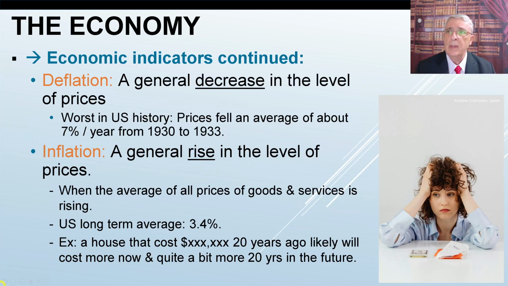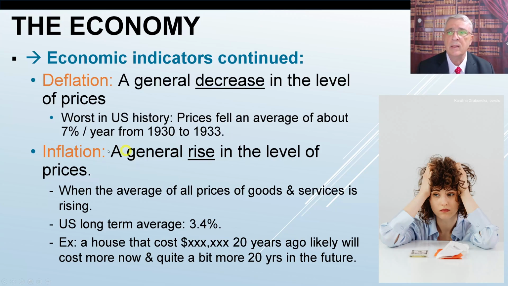So, more economic indicators. Well, deflation is a general decrease in prices. So when prices start going down, you may say, well, that's a good thing. For consumers, it's a good thing for a little while, but it has some serious ramifications down the road. The worst deflation in U.S. history, prices fell an average of about 7% a year from 1930 to 1933. If those dates sound familiar, yes, that is the Great Depression.